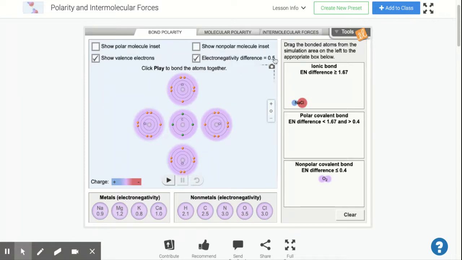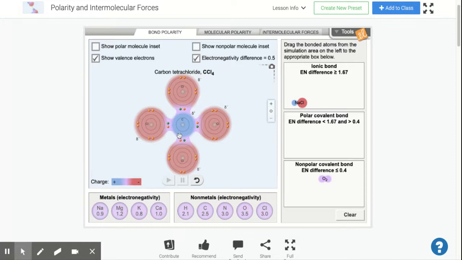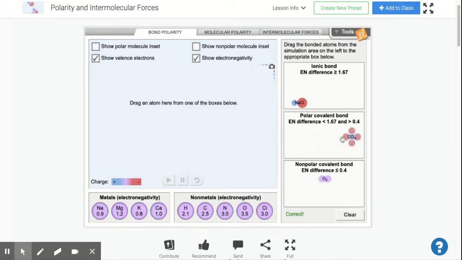So the difference in electronegativity between carbon and chlorine is 0.5. That's going to fall into the polar covalent. And so if we hit play, it's going to show that they're sharing. Okay, so this is different than the first one that we saw where chlorine accepted the electron and sodium was transferring it away. These aren't giving them up, they're just sharing them. So we know that it's going to fit here. So that's what you're doing on this page. You're just dragging these atoms up and making different types of bonds.